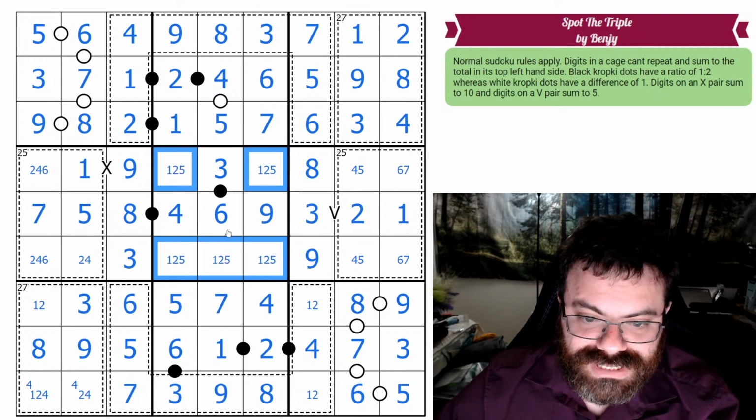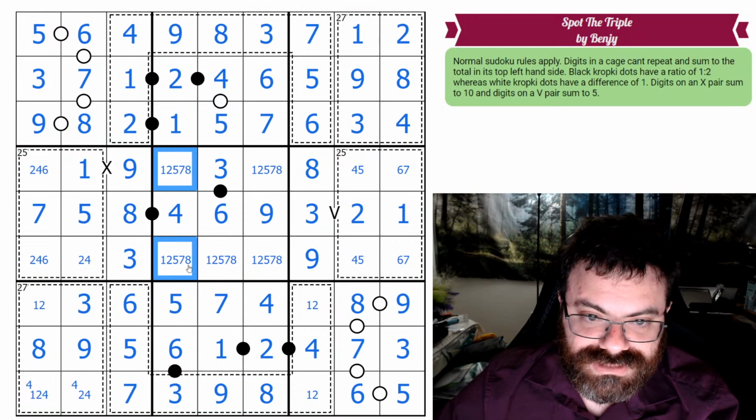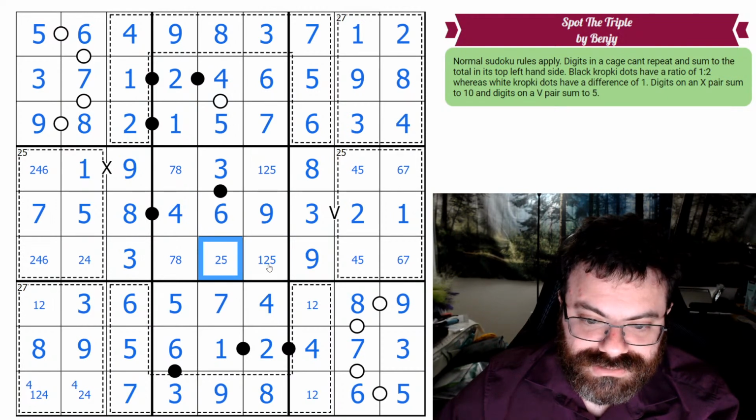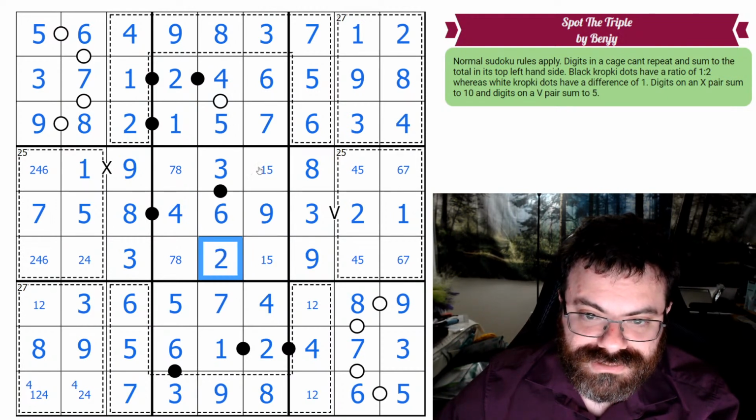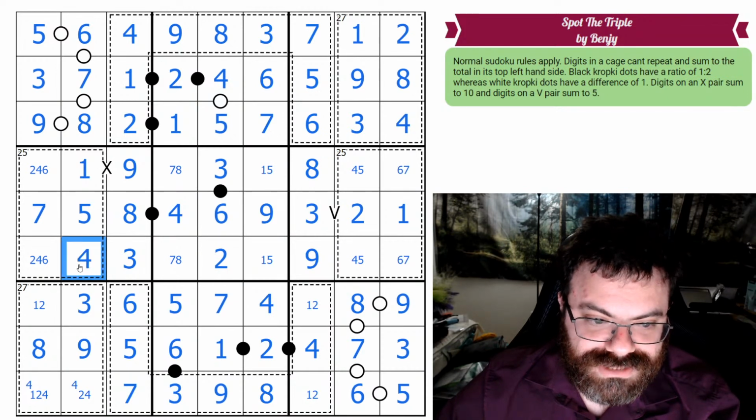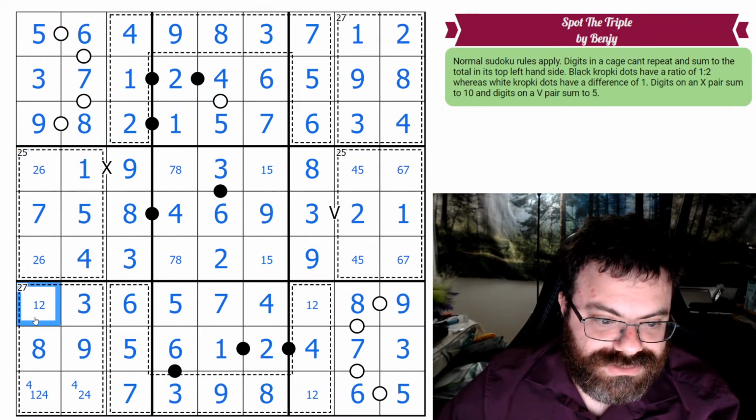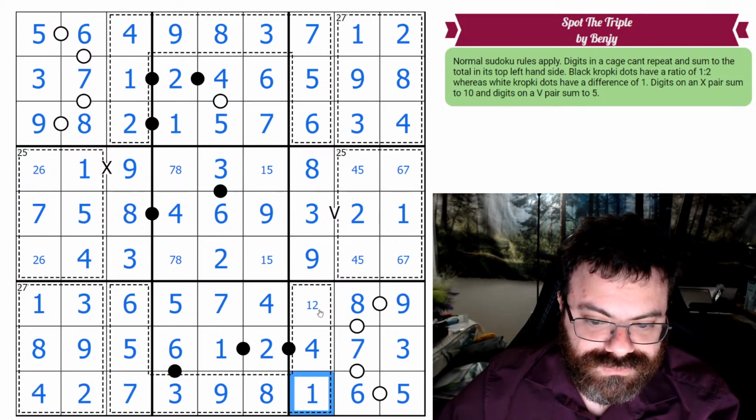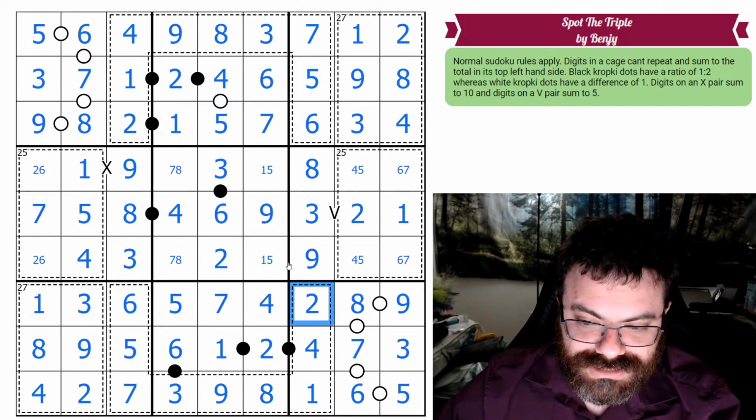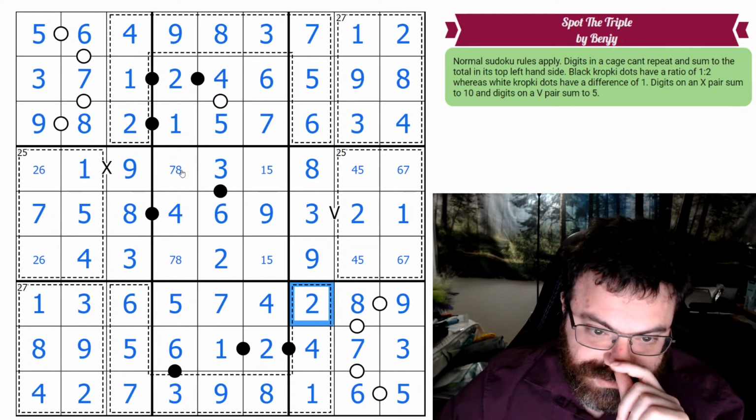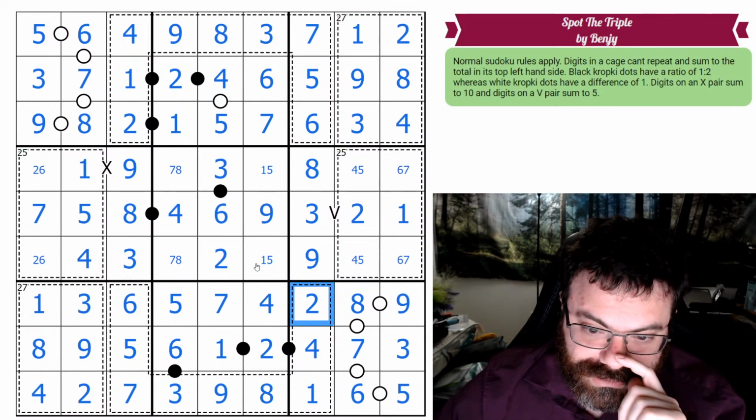1, 2, 5, 7, 8. These are not 1, 2, or 5, so none of these are 7 or 8. 1, 2, 5. That's not 1. These aren't 2. So the 2 goes here. That resolves the 4. This 2, 6 resolves 1, 4, 2, 1 and 2. I think we're finally finishing up. Well, not finally. This didn't take too long. Lots of Sudoku at the end, though.